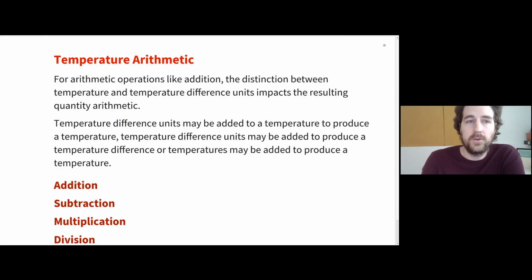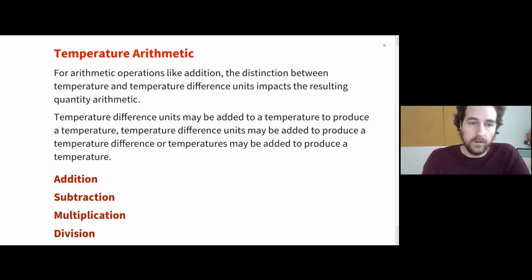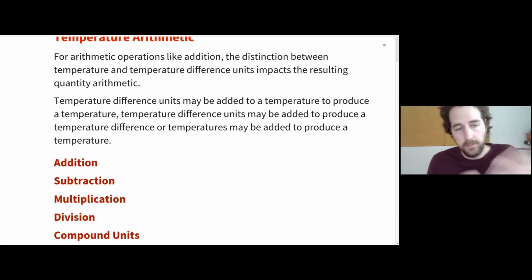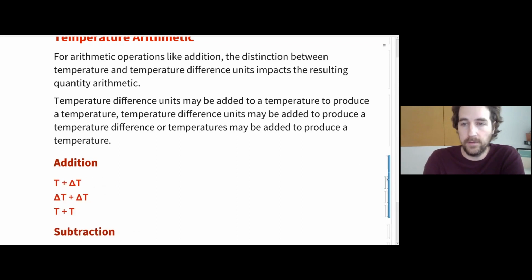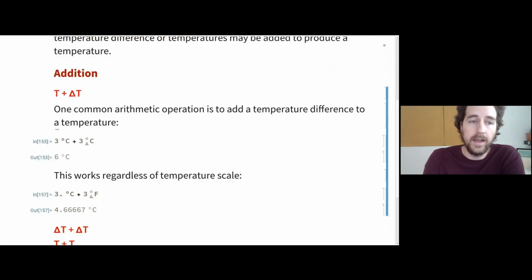There are also implications to how this distinction between temperature difference and absolute temperatures exists in arithmetic. And so there are caveats to how addition, subtraction, multiplication, division, etc. work, interacting between these two different physical quantities that inhabit the same space of temperature units. So a very common operation would be: I have an ambient temperature. It's 3 degrees Celsius outside. It's 3 degrees Celsius warmer. How warm is it? It's 6 degrees Celsius. So a temperature plus a difference gives us another temperature.